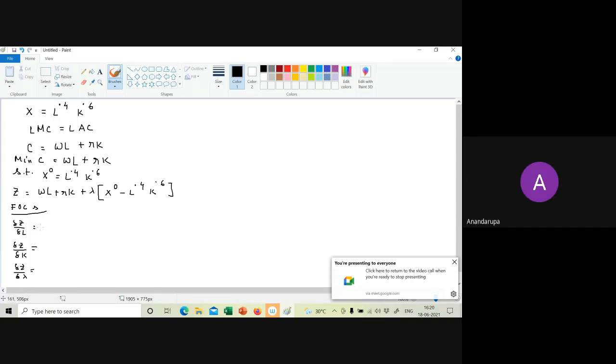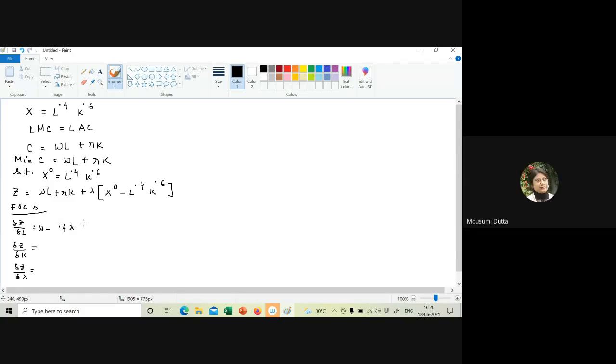Ma'am, W minus lambda into 0.4 L to the power minus 0.6 K to the power 0.6. The second, ma'am, R minus 0.6 into lambda L to the power 0.4 into K to the power minus 0.4 equals 0. And the third will be x naught minus L to the power 0.4 K to the power 0.6 equals 0.